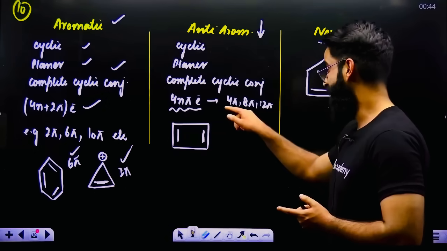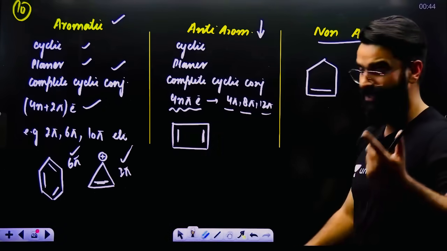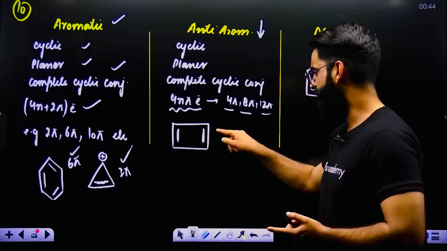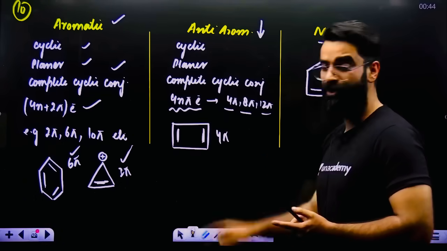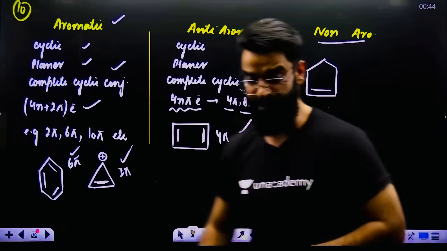In case of anti-aromatic, the only differentiating factor is that there are 4n pi electrons involved in the complete cyclic conjugation. That means either 4 pi, 8 pi or 12 pi electrons are involved. For example, over here, look at this molecule. Over here, 4 pi electrons are involved in the complete cyclic conjugation. So this is your anti-aromatic one.